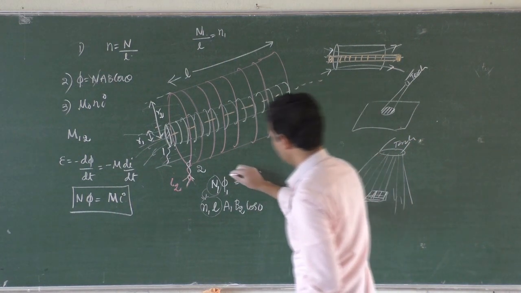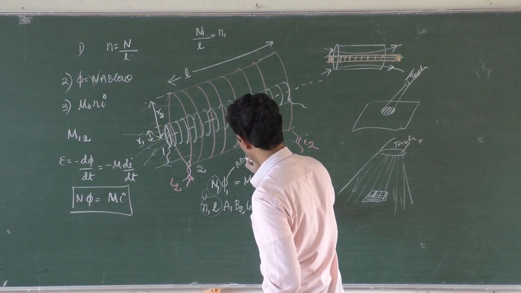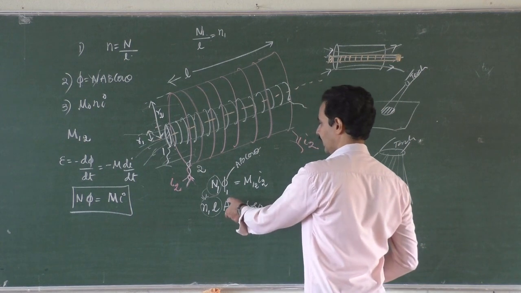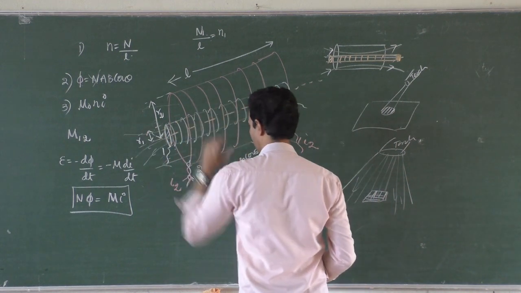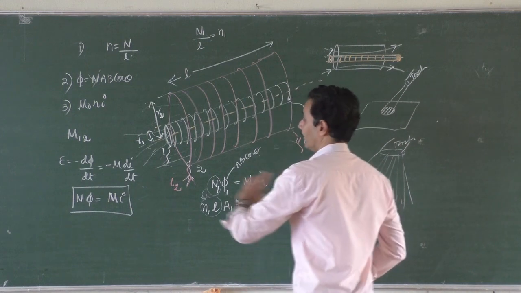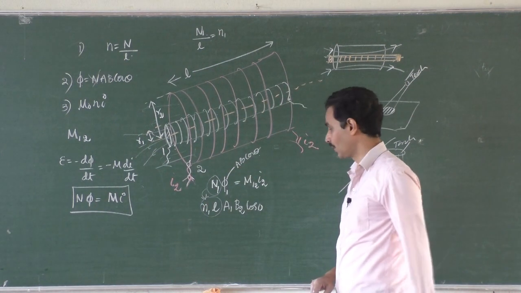Did you understand? This has to be written as, so totally, NAB cos theta. Of course, N A B cos theta, with A the area of the inside coil, because that is the only one which uses the flux here, and B2, because the magnetic field is produced by the outside coil, since we are passing current to the outside coil.